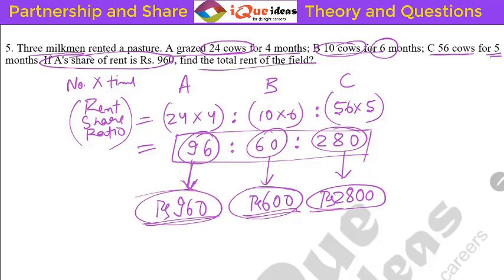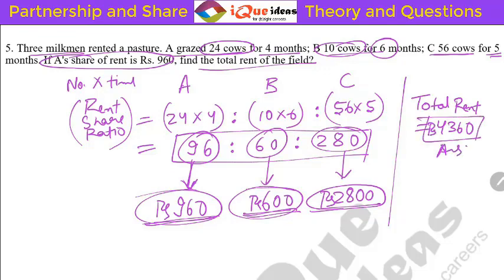The question is find the total rent. Simply add them. So the total rent of this particular pasture in this particular question is 960 plus 600 plus 2800. Add normally. 9 and 6 is 15. 15 and 28 is 43. So 4360 rupees is the total rent in this question, and that's the answer.